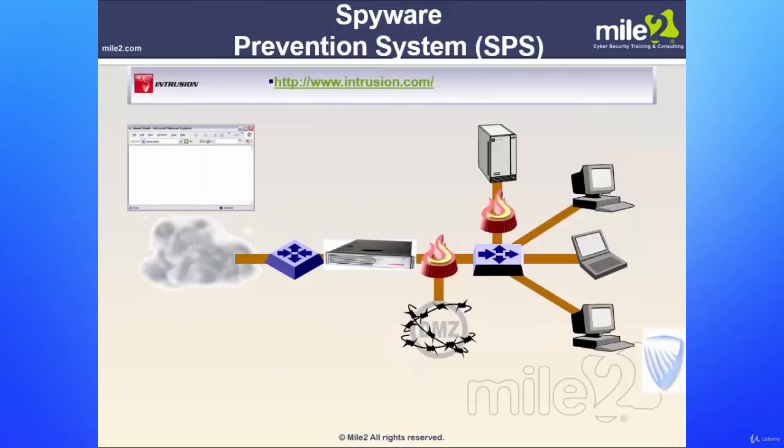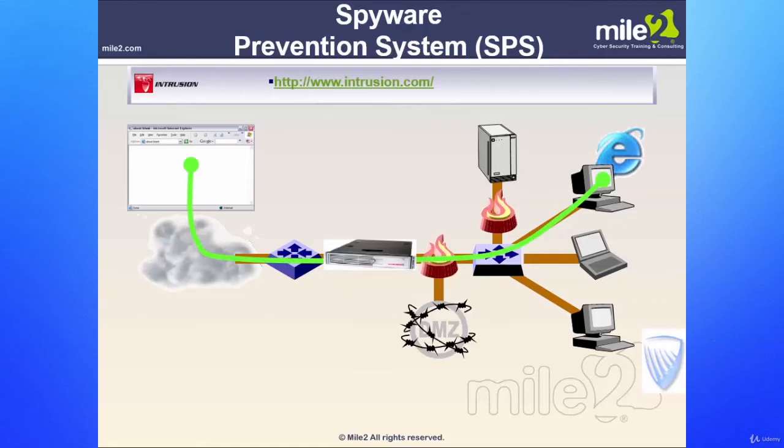Now we have what's called the spyware prevention systems, which are also out there, and this one here is the intrusion spyware prevention system, which contains signatures that are specifically designed to detect and prevent commonly known spyware agents from being downloaded to any workstations on your network and so on. And it does a pretty good job on detecting what's going on.